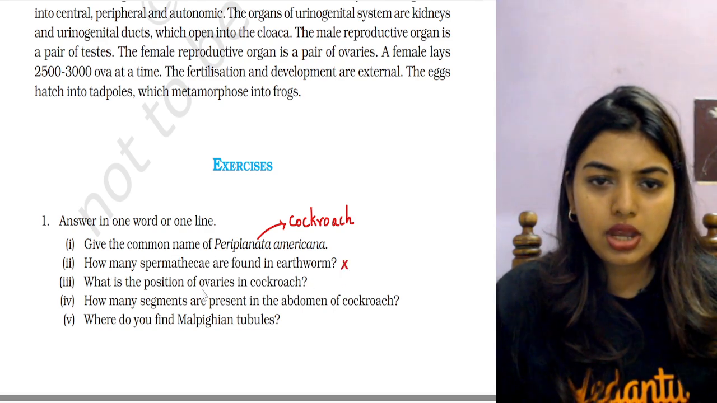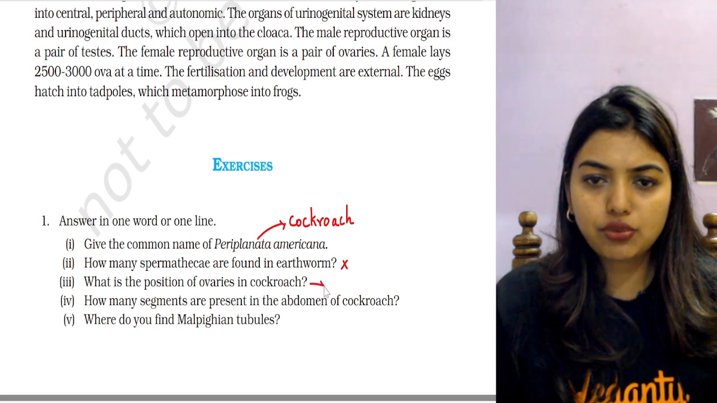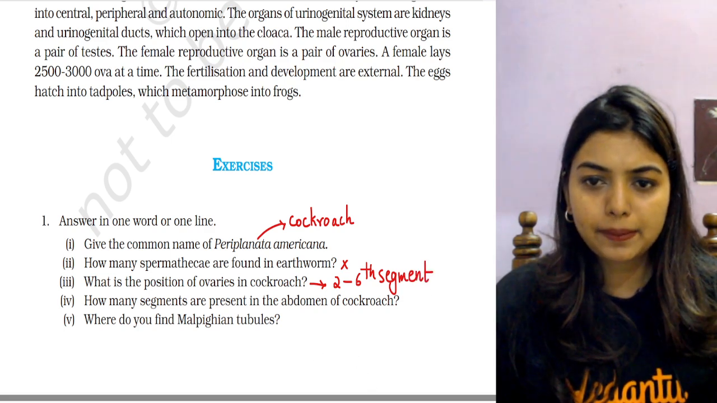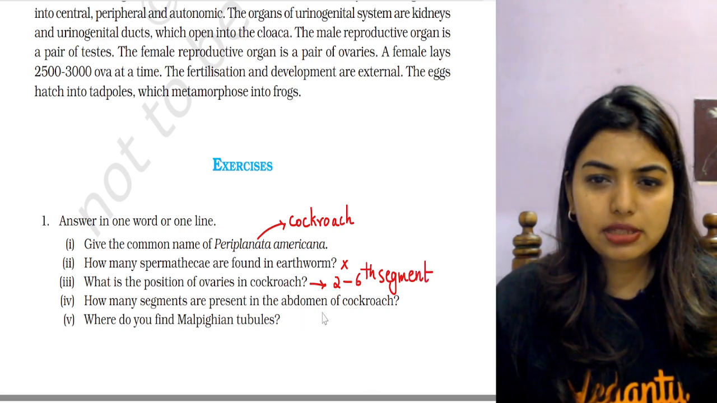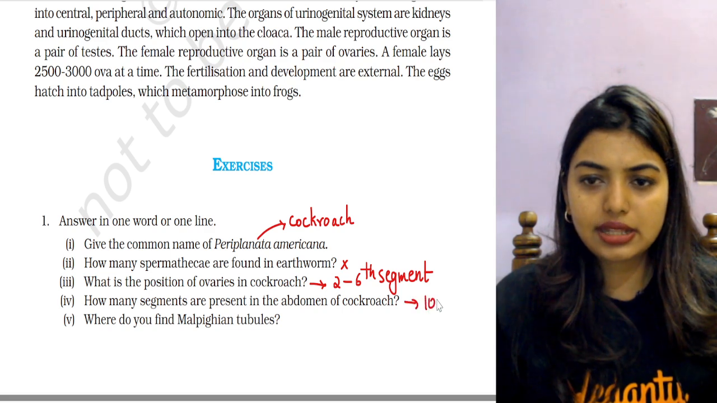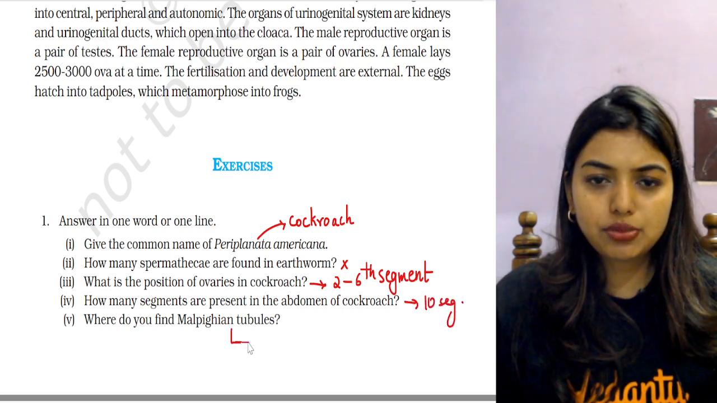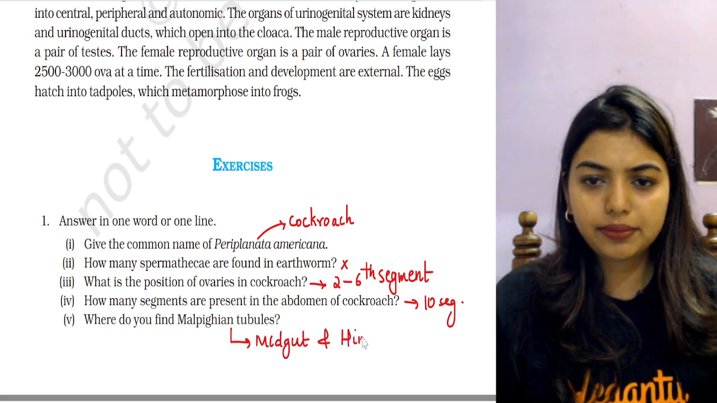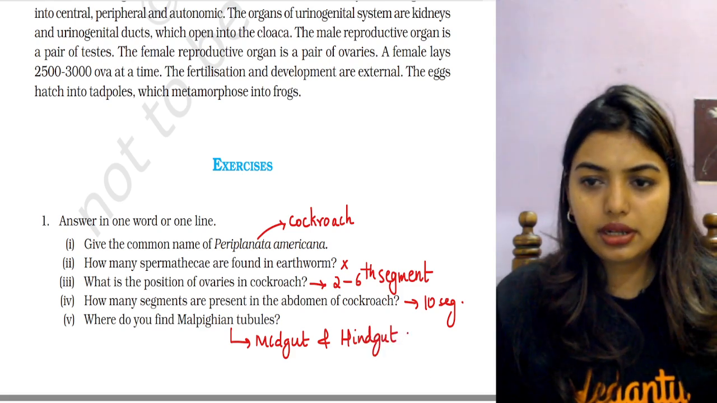Then how many spermathecas are found in earthworm? Not there for you. Okay, see, what is the position of ovary? You should tell the second and the 6th segments. Okay, second and the 6th segments. Got it? Now, how many segments are present in the abdomen of cockroach? 10 segments. Where do you find the Malpighian tubules? You find it between the midgut and hindgut. Okay, midgut and hindgut. Got it?